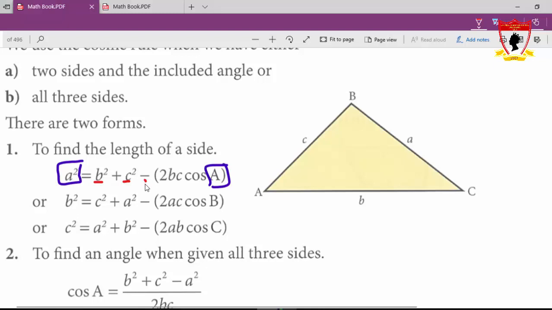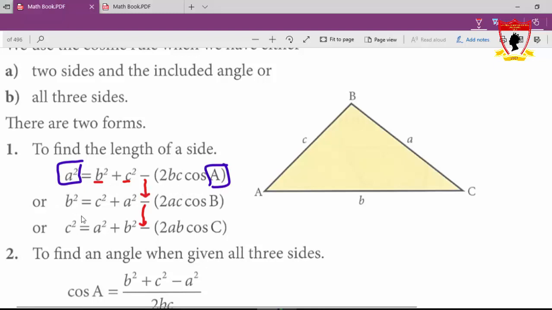Then this minus is a part of the rule. It never changes. It's always minus. And this 2 as well. Then bc are here. bc must be here. So now pause the video. Try to memorize this. a squared is b squared plus c squared minus 2bc cosine of a.